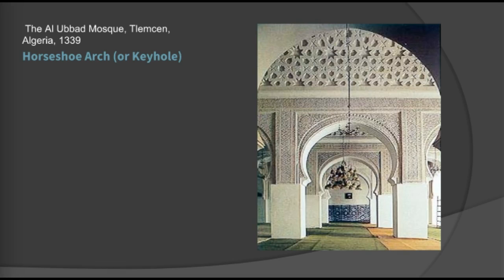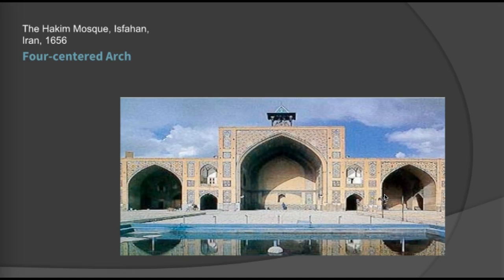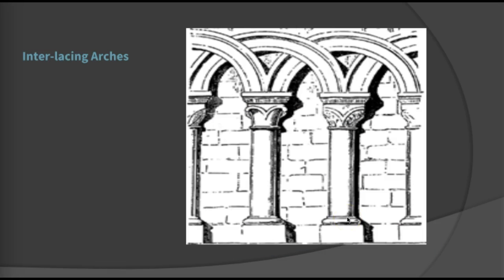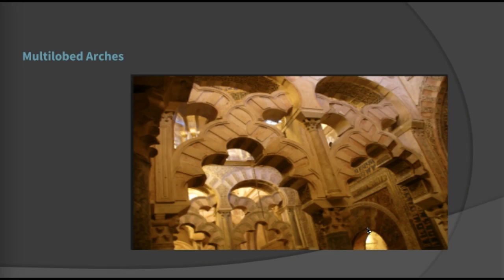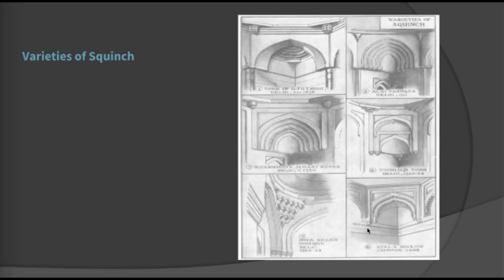There's the keyhole arch, so you can see that it has this curve over 180 degrees. It looks like a keyhole, right? It's beautiful, beautiful stuff. There's the four-centered arch, so it's not just a pointed arch, but a widened arch. There are interlacing arches, which look like this. And the ogee arch, my favorite, ogee. That curve is an ogee curve. See the mathematics involved in making it. And then there are also multi-lobed arches, and that's what these look like.